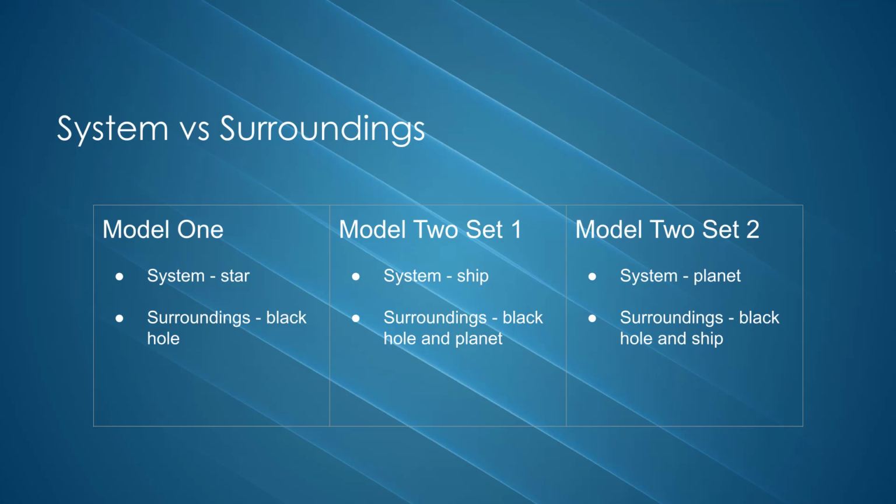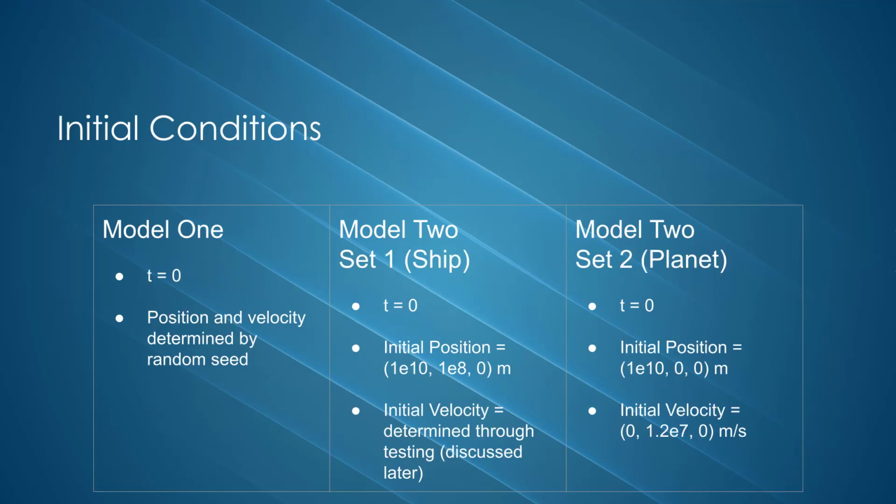For Model 1, the system is a star and the surroundings are the black hole. For the first set of calculations in Model 2, the system is a spaceship, surroundings are black hole and planet. For the second set of calculations, the system is a planet and the surroundings are the black hole and the spaceship. For our initial conditions, t equals 0.